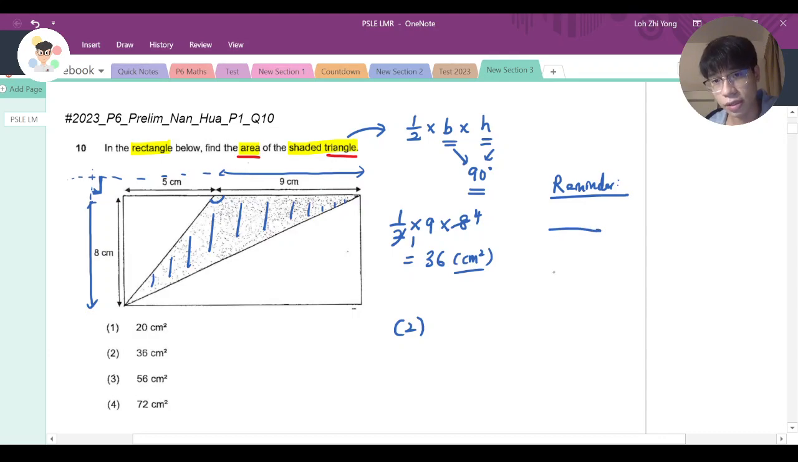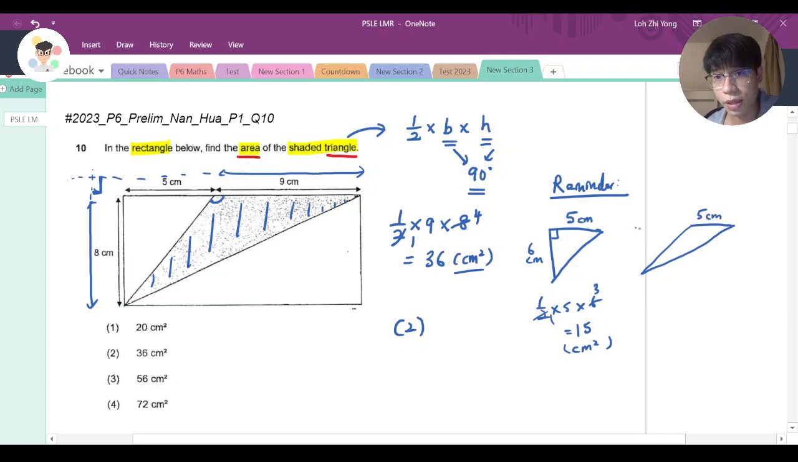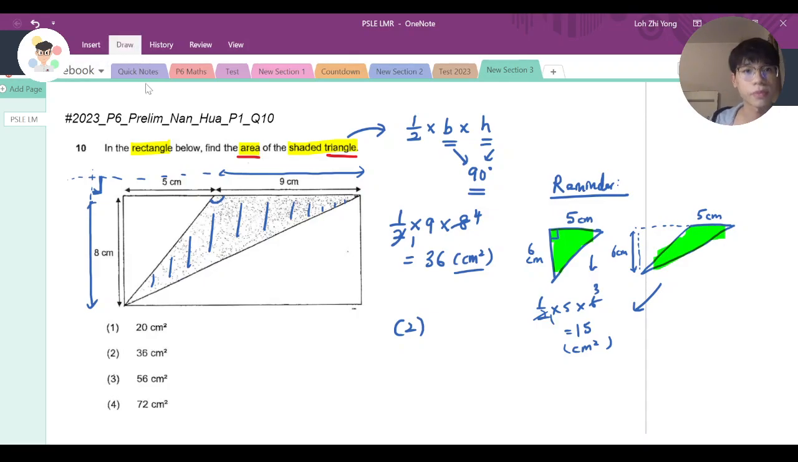Now, let me remind you of a very important concept. For example, if I have a triangle like this, here is 5 cm, here is 6 cm. We know it's half times 5 times 6, something very simple. It will be 15 cm square. Now, remember, if the triangle looks like this, as long as here is 5 cm, this is the base, and the height is 6 cm. Although it does not look like the other one, as long as the base is 5 and the height is 6, the working will be exactly the same, which means the area of this triangle and the area of this triangle are actually the same. Something very, very important.